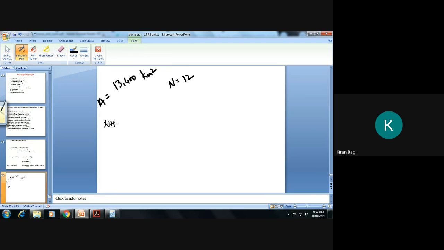What is the length of national highway? You can comment or you can tell the answer. 268. Okay. Next, state highway. Tell me both answers. 536. 482.